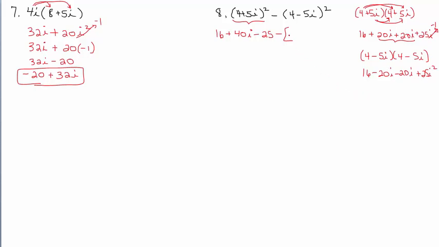And as we transfer back over here, we'll do some cleanup too. So I'll keep the 16. I'll collect the I terms, minus 40i. And again, I squared is -1 to be multiplied by positive 25, so that turns to minus 25.